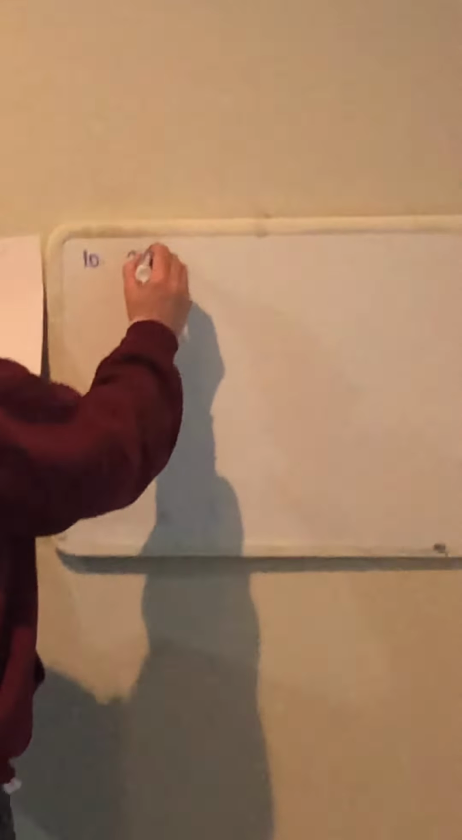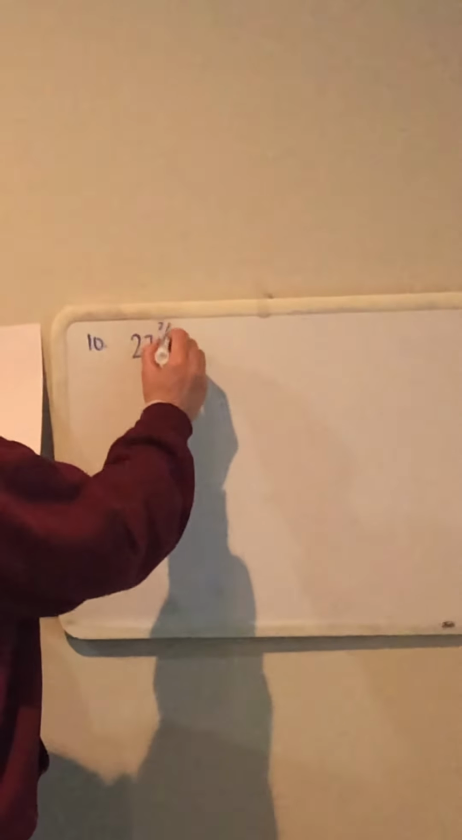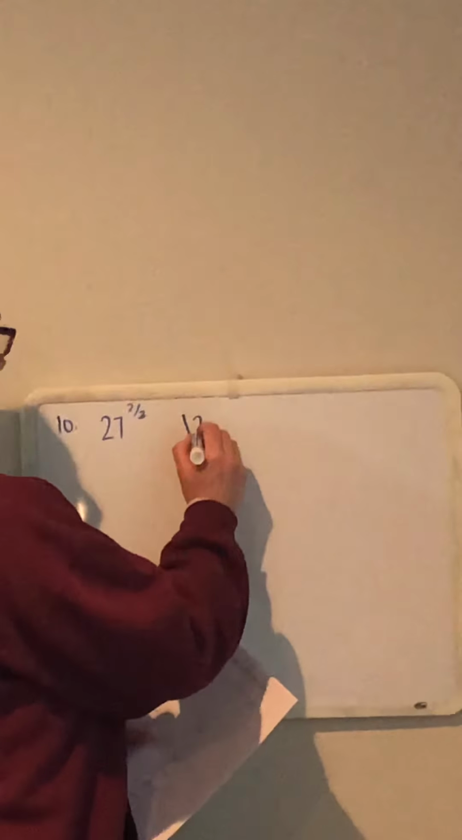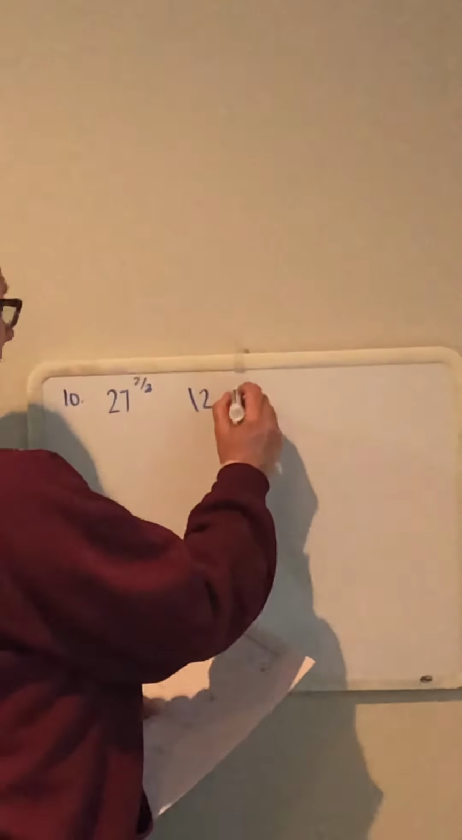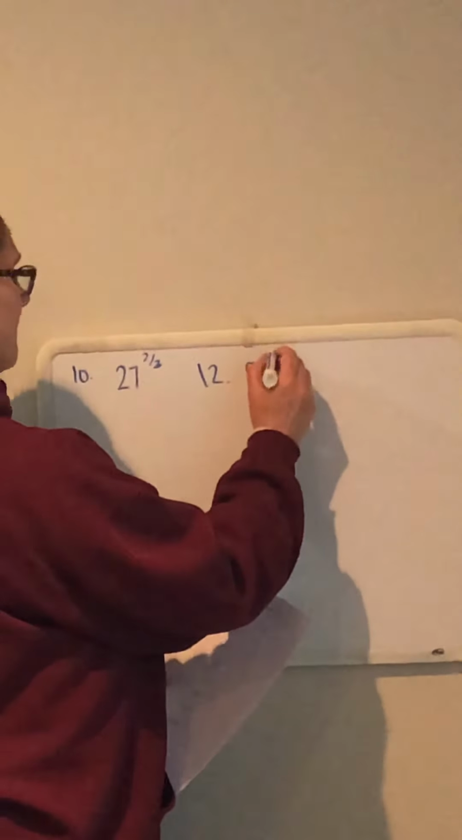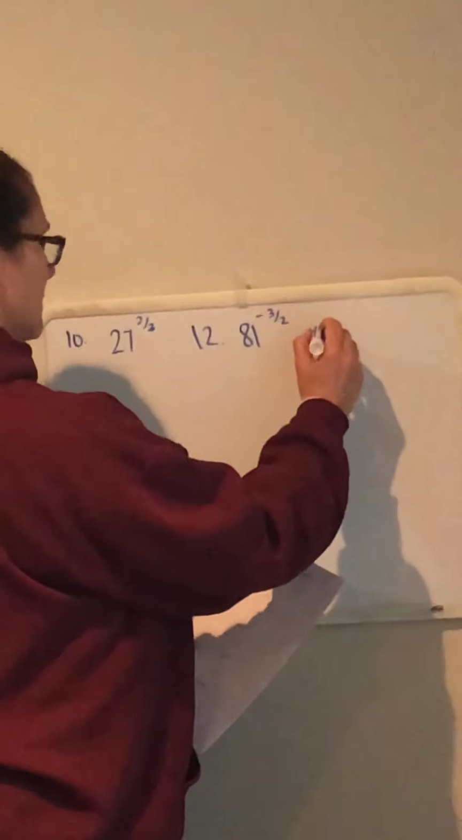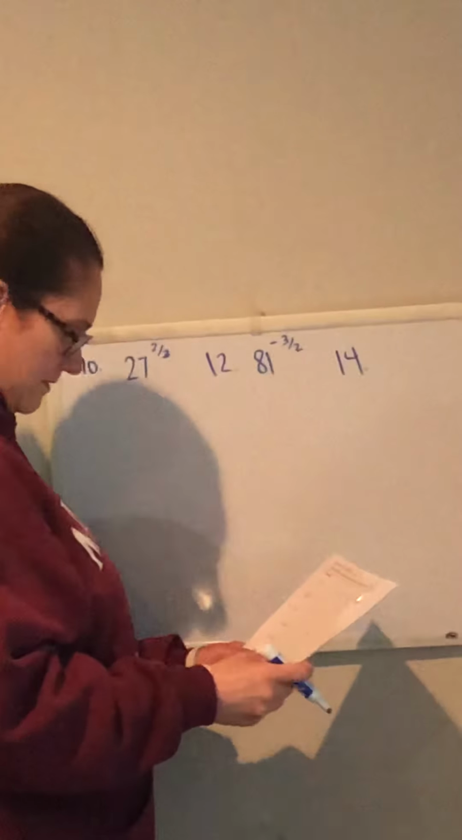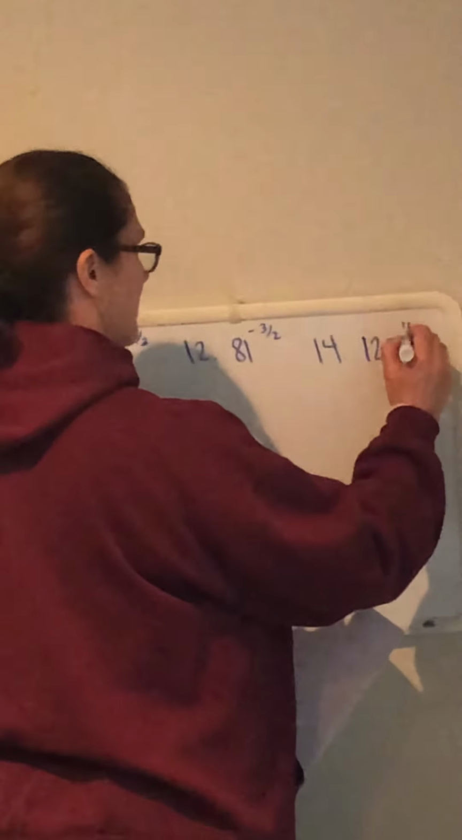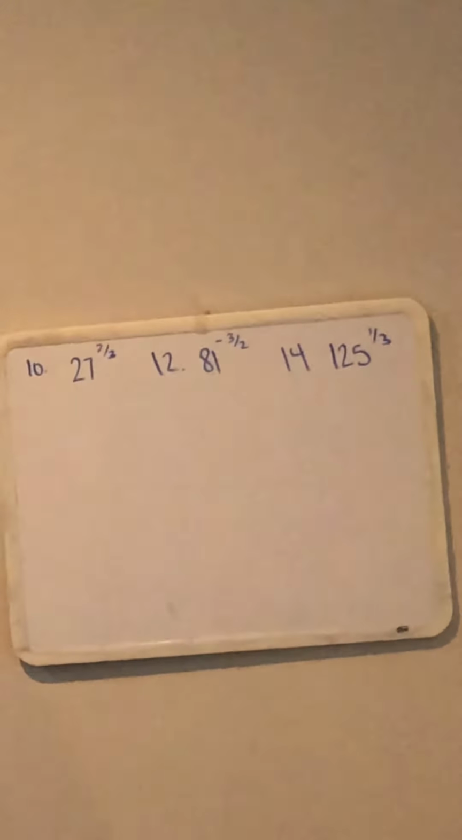Now 10, 12, and 14. 10 is 27 to the 2/3. 12 is 81 to the negative 3/2. 14 is 125 to the 1/3. And here we go.